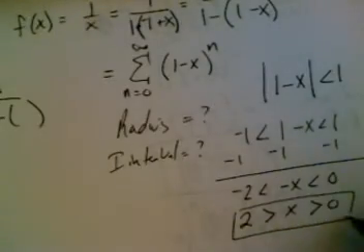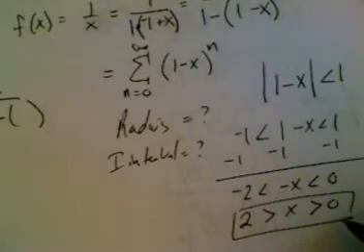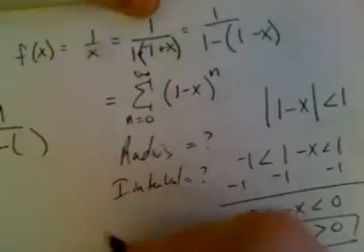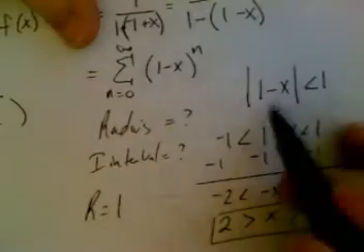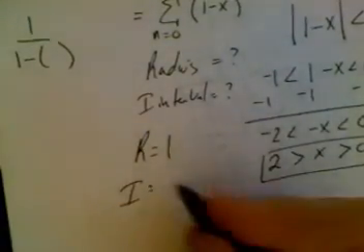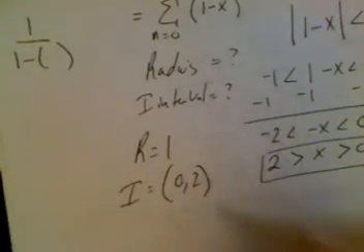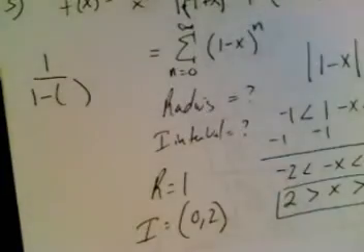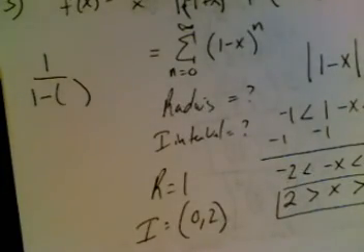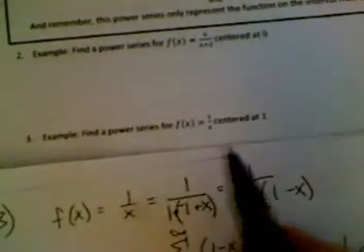What's the distance between 2 and 0? The value is 2. I divide it by 2 to get my radius. So my radius, r, is 1. Again, the absolute value of something being less than a number. And then my interval is 0 to 2. So that covers, again, basic manipulation of power series in order to get a new power series for a different function.